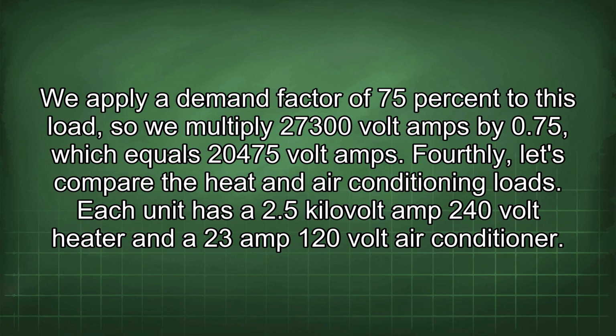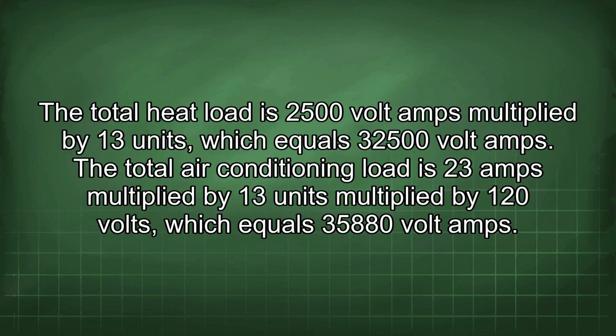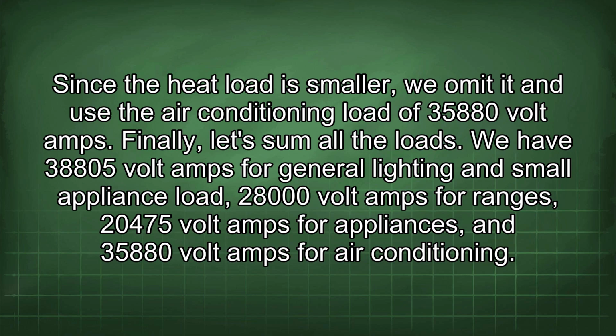Fourthly, let's compare the heat and air conditioning loads. Each unit has a 2.5 kVA 240 volt heater and a 23 amp 120 volt air conditioner. The total heat load is 2500 volt amps multiplied by 13 units, which equals 32,500 volt amps. The total air conditioning load is 23 amps multiplied by 13 units multiplied by 120 volts, which equals 35,880 volt amps. Since the heat load is smaller, we omit it and use the air conditioning load of 35,880 volt amps.